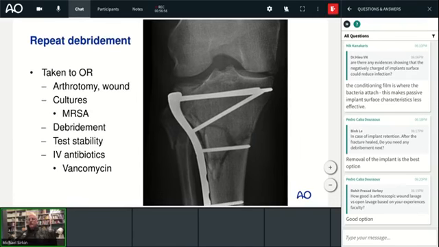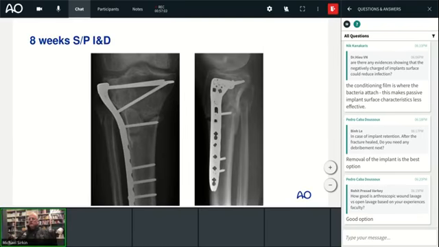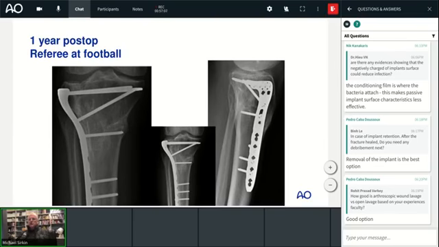So cultured MRSA, stability, placed on IV vancomycin. Here he is at 8 weeks. I don't know how the reduction appears better. I'm sure it's just projectional. And here he is at 1 year, refereeing football again, and very happy.